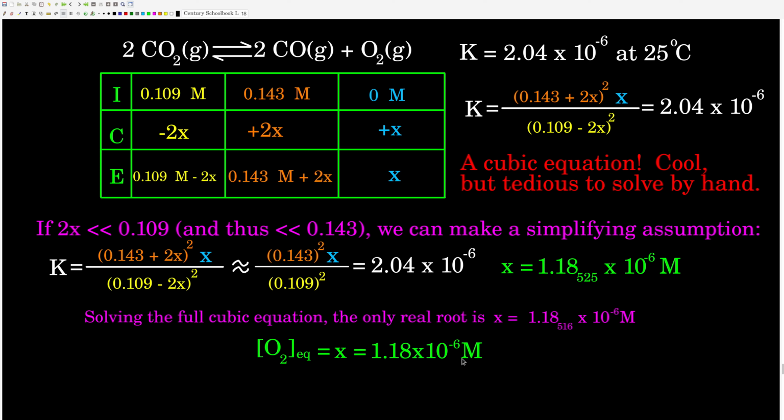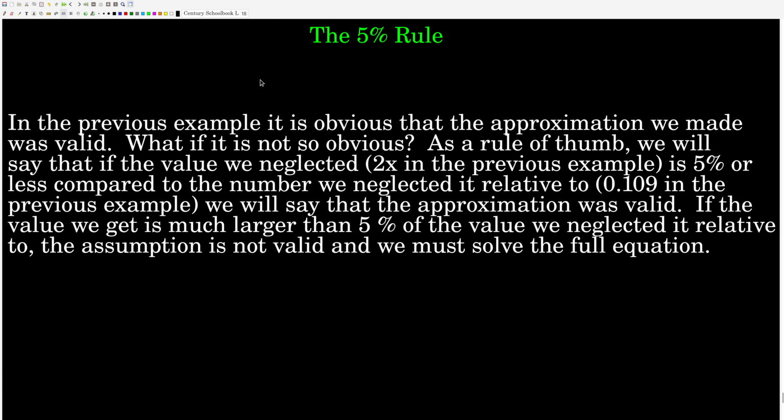Now we can use this assumption, right? So this is actually a really useful assumption. We can do it a lot of the time. Here's something that you guys should do. Go back and look at those examples we worked out earlier in this video and see if we could have neglected x. Okay. So how do we know? Well, in the example we just did, it was pretty obvious that 1.18 times 10 to the minus 6 times 2 is a lot less than 0.109, right? And it's in the insignificant figures somewhere, right? But that's not always the case.